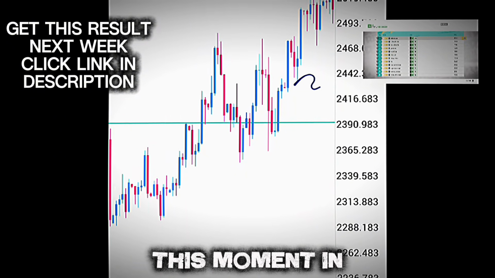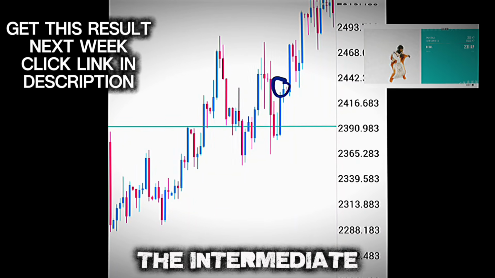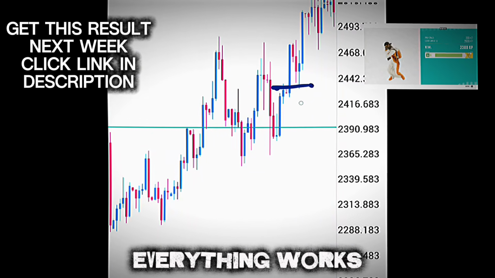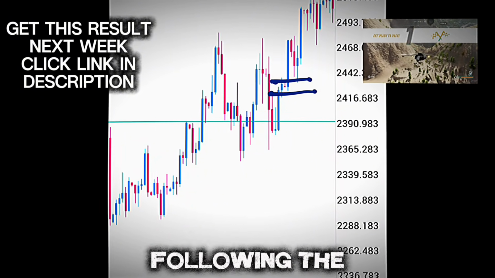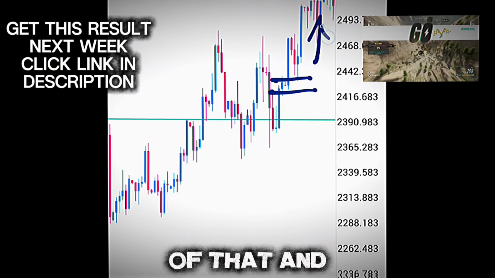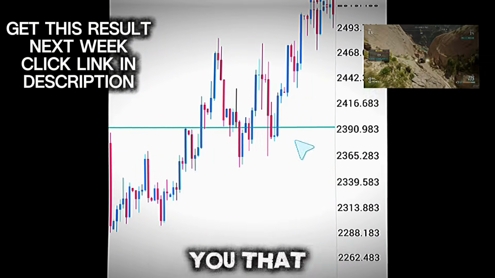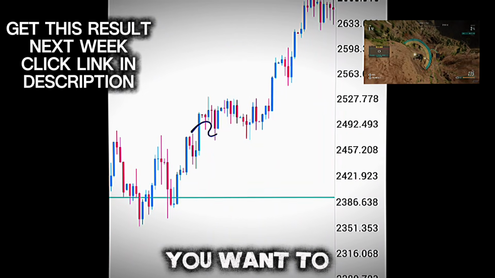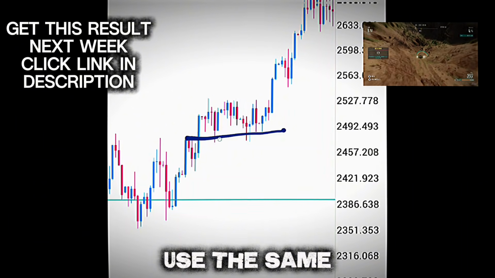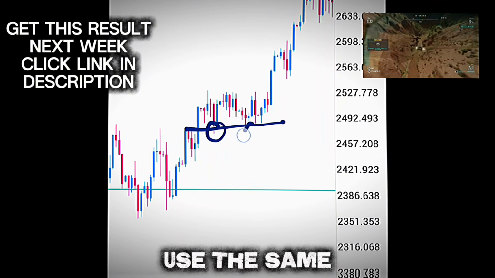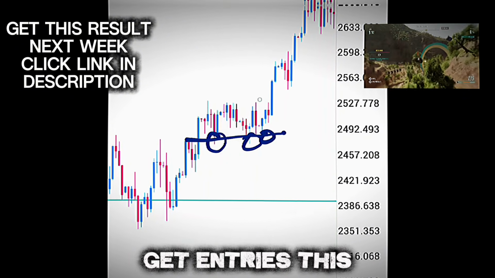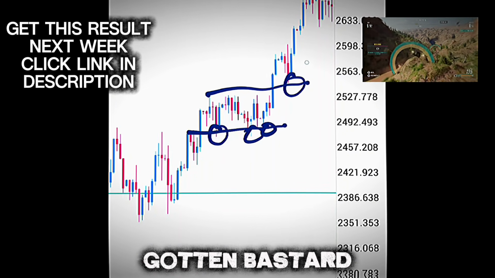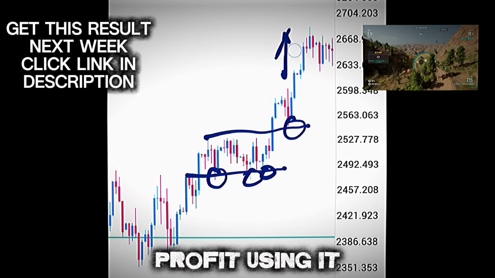And basically at this moment in time, you have gotten the intermediate time frame projection. You've known that everything works together, they are following the same structure and the likes of that. And then basically that's to show you that the fourth structure, which is the previous one, the one that the guy traded, you want to use the same entry. And if you use the same entry, get re-entries this way, you can see there was a re-entry, you would have gotten massive profit using it.